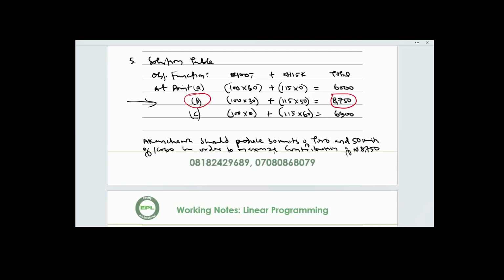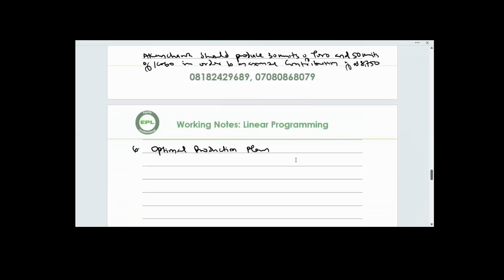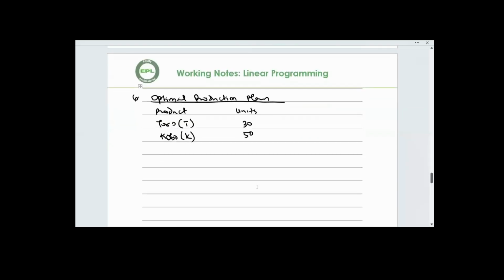Okay, so that's that. Then my optimal production plan, if I like, I can put it in a table. Say this is units, here is products. So Toro, T, then Kobo. We are producing 30 units of T and 50 units of Kobo. Then finally, step 7, the examiner also said we should determine the profit derivable.